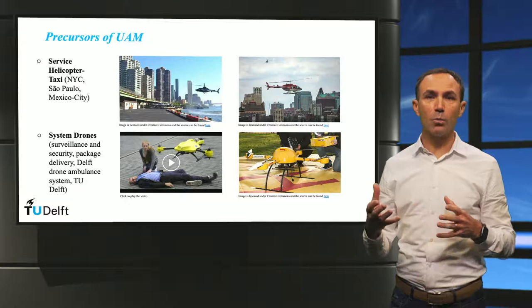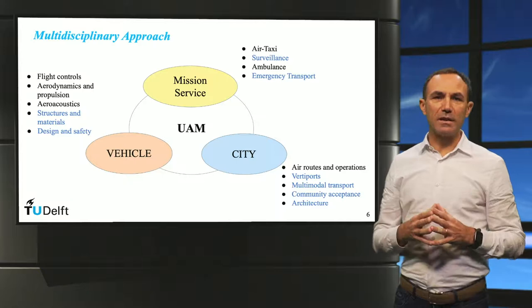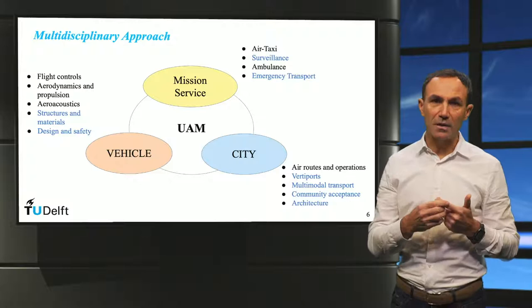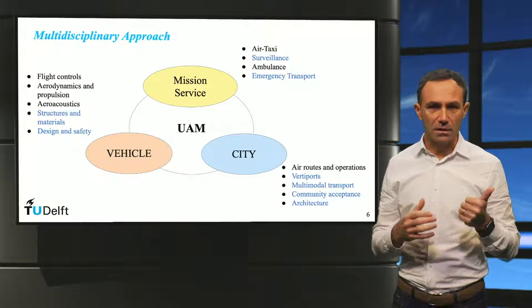Urban air mobility can be split into three domains. First, the vehicle that performs the flight transport. For this domain, you need to know about flight controls, aerodynamics, propulsion, aeroacoustics, structures and materials, etc. Second, the specific mission accomplished by the flight.